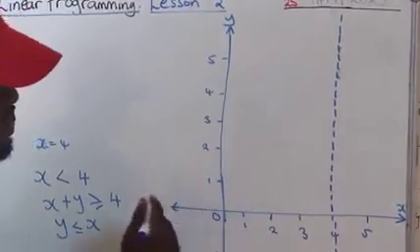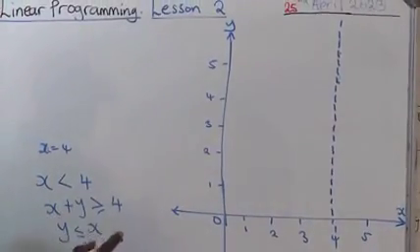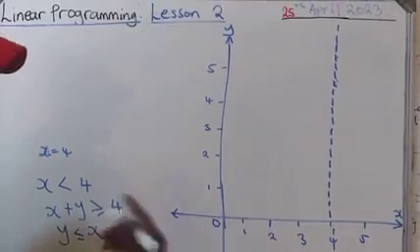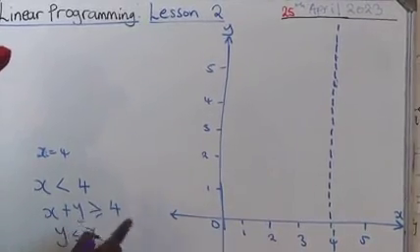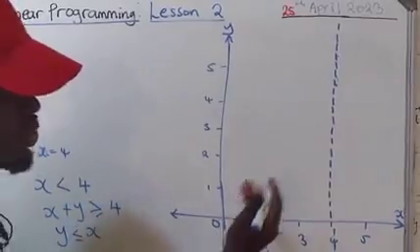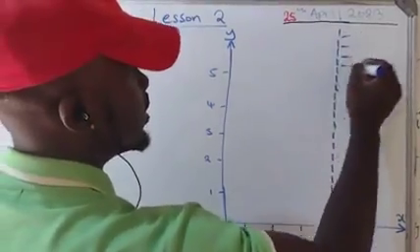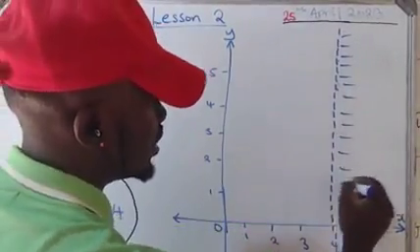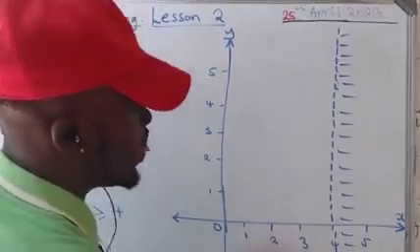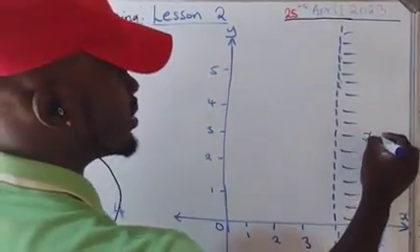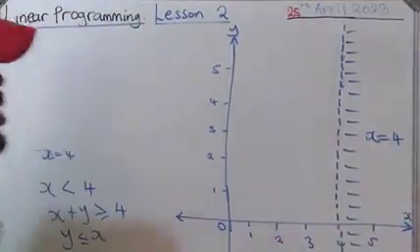In the previous lesson, we said we shade the opposite. Even the question is guiding us: you shade the unwanted region. So if this side is the wanted region, the unwanted region is this side. So we are going to shade that side, to even indicate x equal to 4.